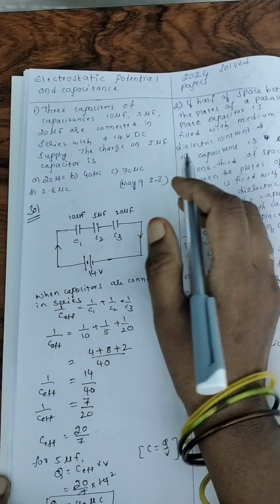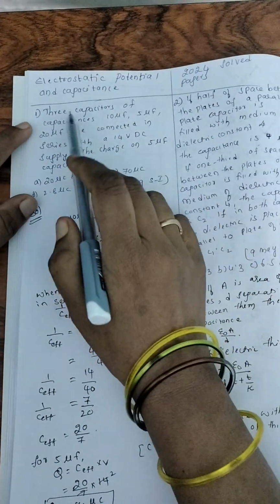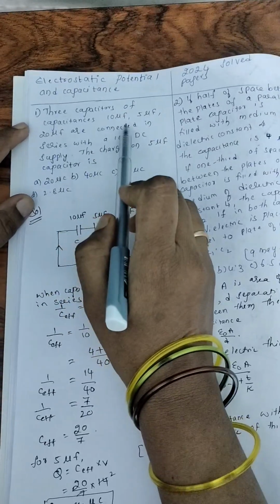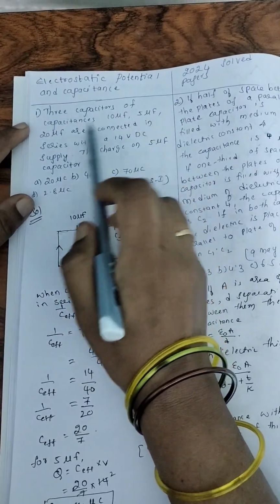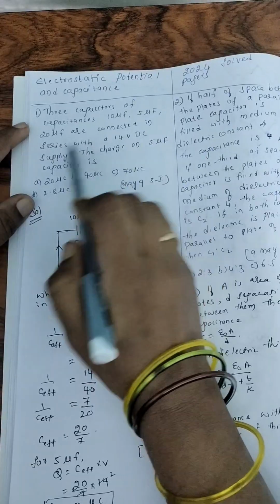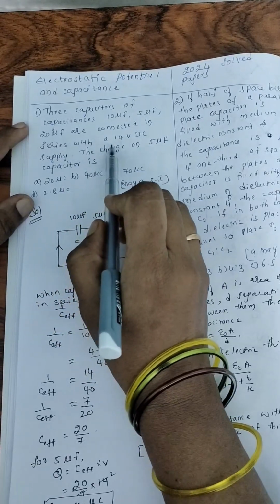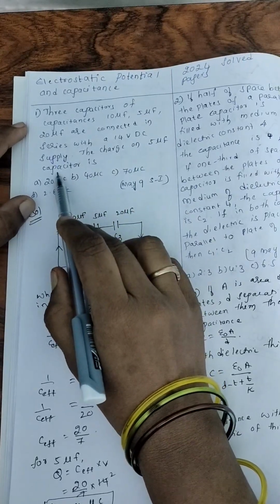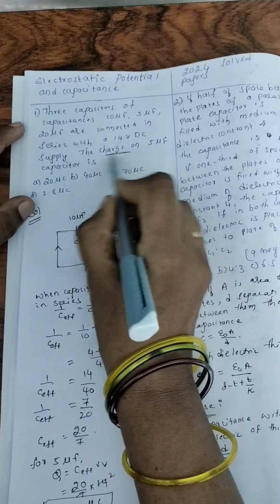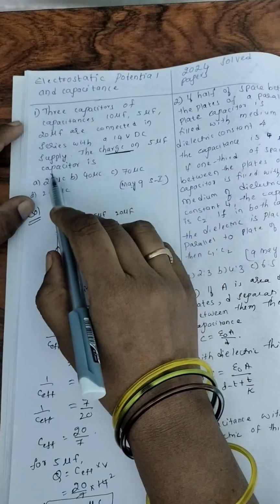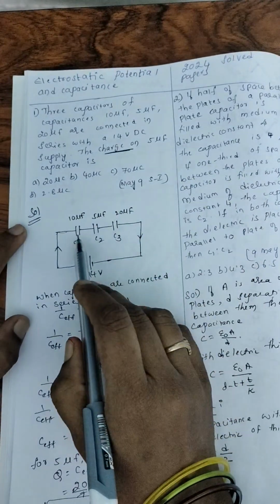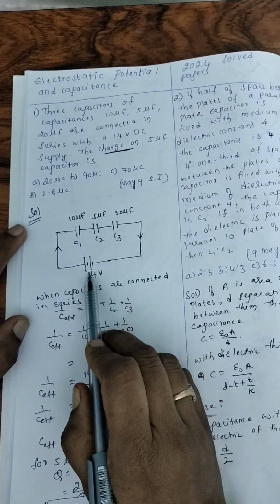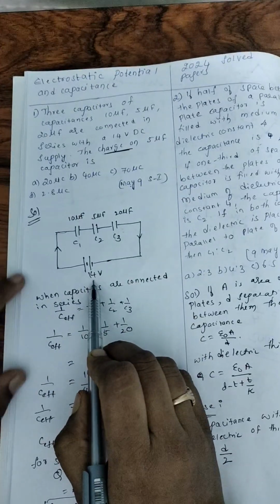On May 9th shift 1, he asked the question: three capacitors of capacitances 10 microfarad, 5 microfarad and 20 microfarad are connected in series with a 14 volt DC supply. He is asking to find the charge on the 5 microfarad capacitor. So he connected three capacitors in series with a DC battery of 14 volts.